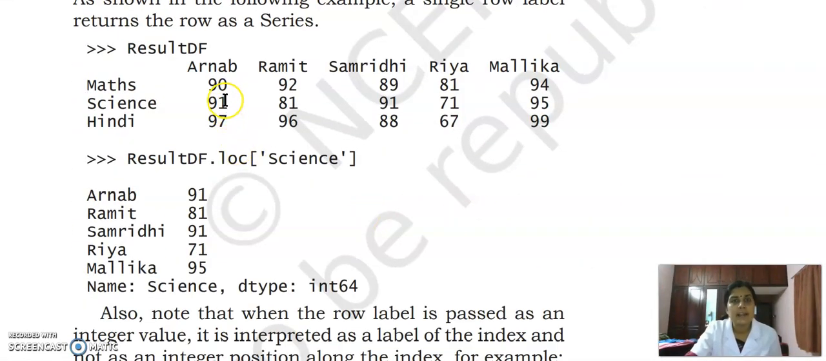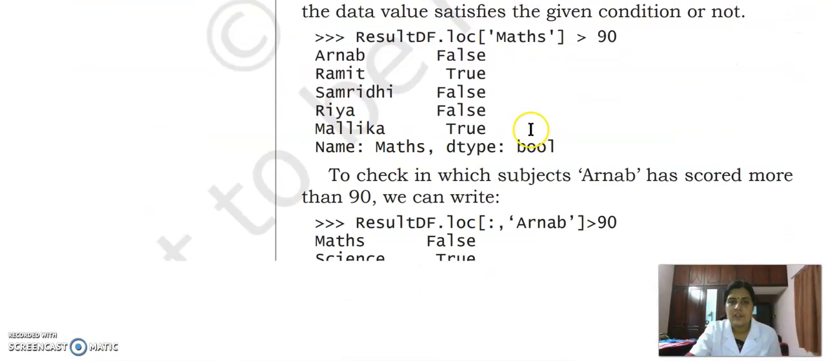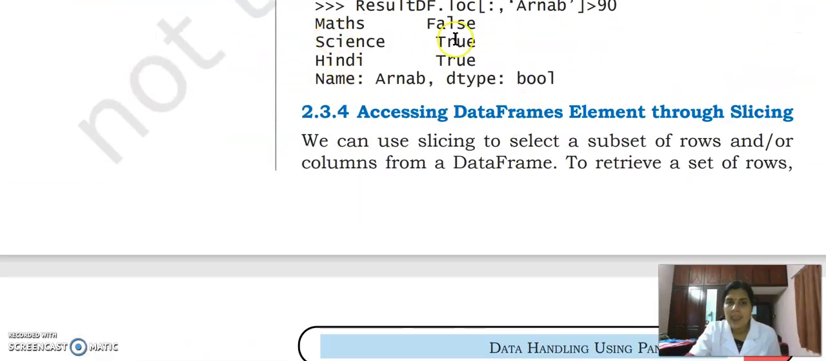If the subject's mark is greater than 90, true will be returned. That means for science and Hindi, in the case of Arnab, true will be returned. For maths, false is returned. So let's look, for maths false, science and Hindi are true. Here look, the data type is bool. Bool means Boolean, either true or false. To represent Boolean, bool is used.